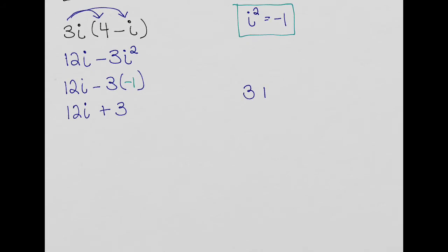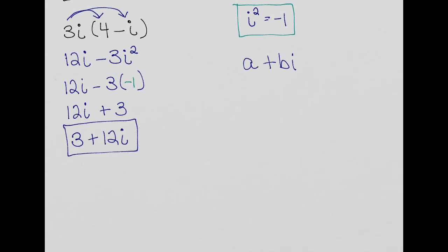We had it written as a plus bi for complex numbers, which is just having the real part come first. So over here, the real part of this is 3, and the imaginary part is the 12i. So I would write these in this format. I don't think Hawks will accept it if you write it in the other format. I could be wrong on that.